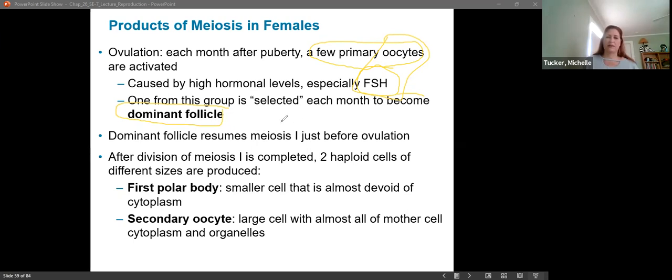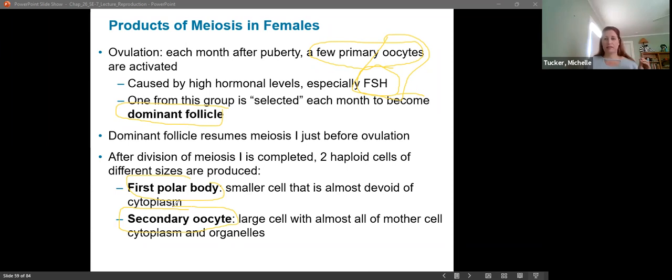The dominant follicle resumes meiosis 1, because it was arrested in prophase 1, and so it's going to continue. After meiosis 1 is completed, 2 haploid cells with double DNA are going to be produced: a polar body that is really just genetic material, and then the secondary oocyte, which is a large cell with almost all of the mother cell cytoplasm and organelles.